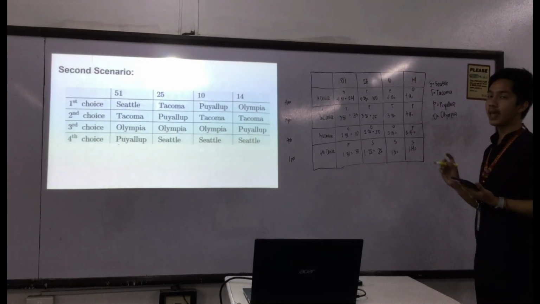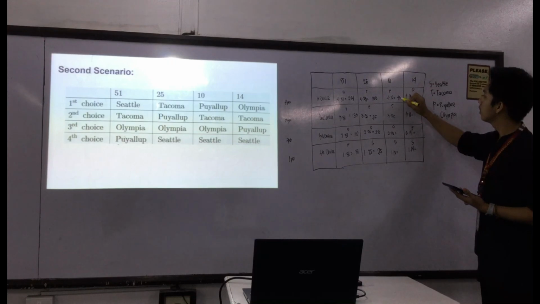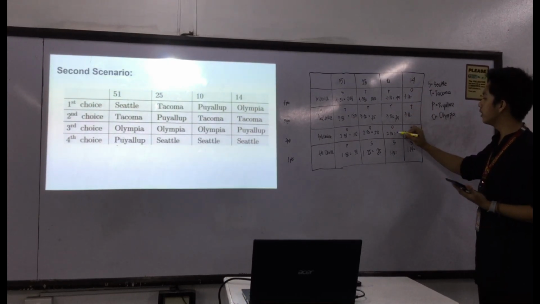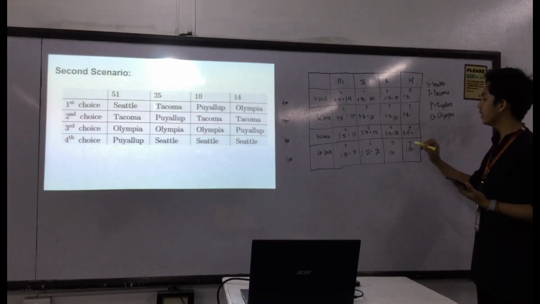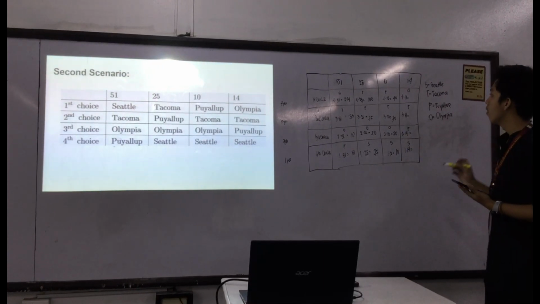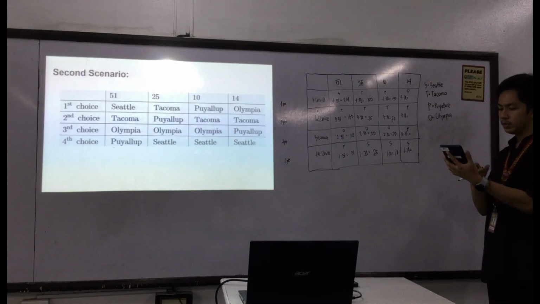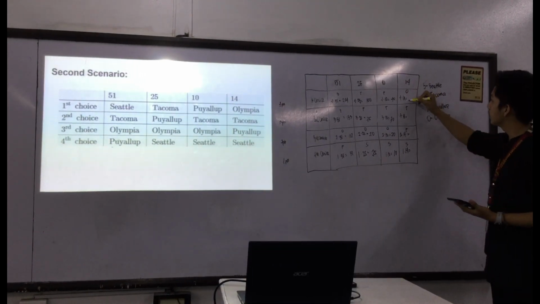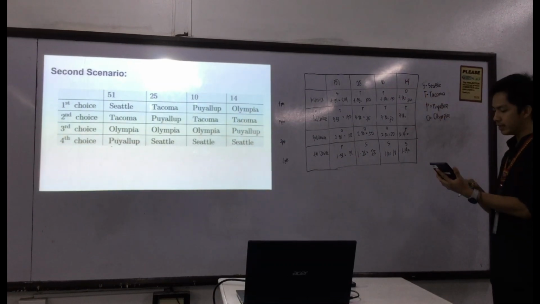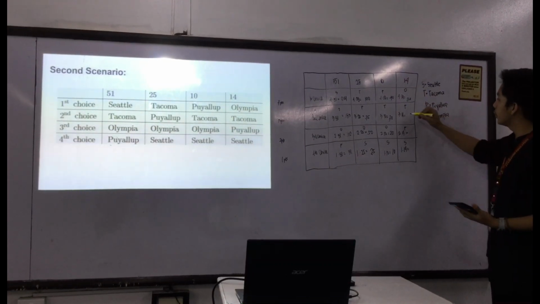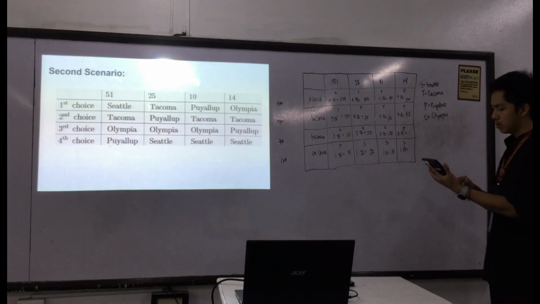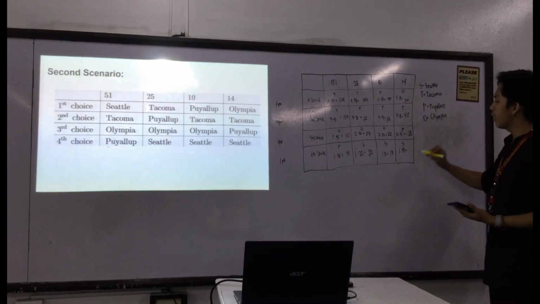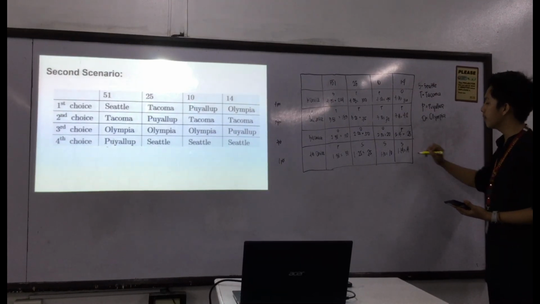4 times 10 is equal to 40. 3 times 10 is equal to 30. 2 times 10 is equal to 20. Then 1 times 10 is equal to 10. 4 times 14 is equal to 56. 3 times 14 is equal to 42. 2 times 14 is equal to 28. Then 1 times 14 is equal to 14.